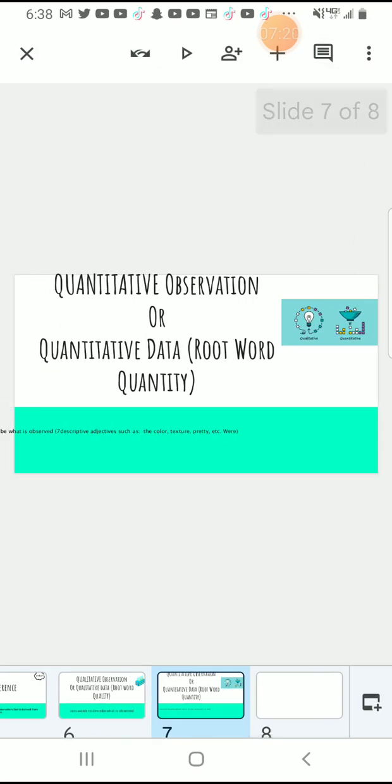So that's my last slide on that. I'll go back and fix this one. Make sure you remember quality has to do with adjectives, like the way things look, smell, taste, feel, appear, etc. Quantitative has to do with numbers.